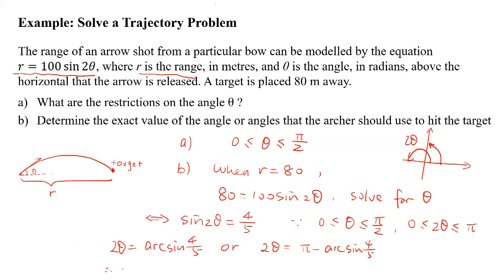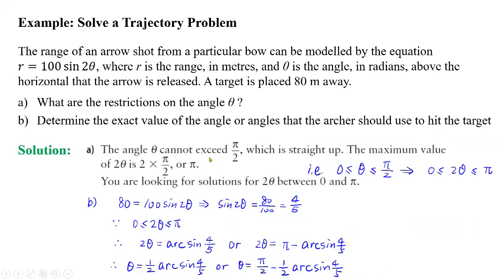Okay, therefore, theta is 1/2 of arc sine 4/5, or theta can also be half pi minus 1/2 of arc sine 4/5, right? So these are the solutions of question B. All right, so you can also check the solutions on this lecture slide after the class if you like, okay?